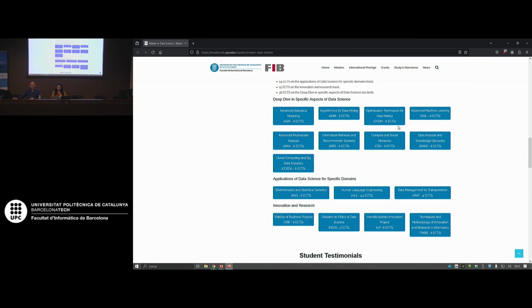Optimization techniques for data mining. Again, this is basically how to optimize functions, and stochastic methods and similar stuff. Advanced machine learning is the continuation of the machine learning course, and here typically is deep learning and kernels and this kind of stuff. And another one is advanced multivariate analysis, continuing the one that you already have as a mandatory one, and then you have things like complex and social networks, recommenders, and so on and so forth.